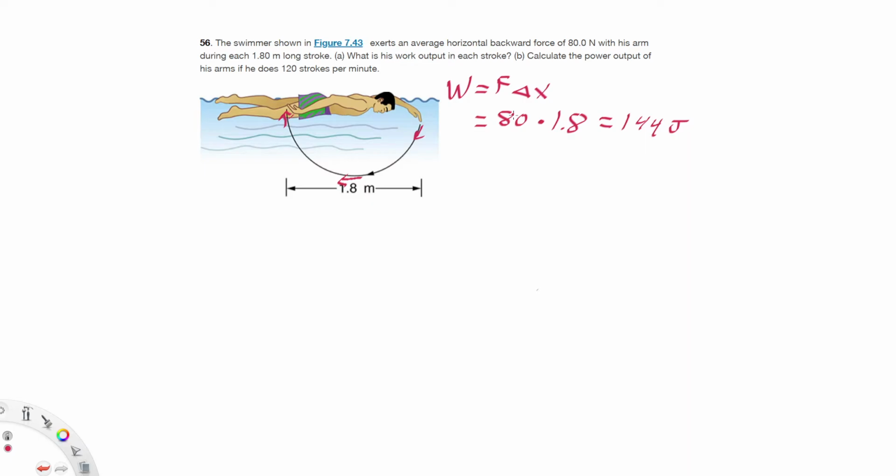We're defining positive to be backwards. That is a good question. We might as well. Note that even though the swimmer is doing work in the backwards direction on the water, the reason the swimmer moves forward is because the water does an equal and opposite amount of work on the swimmer, right?